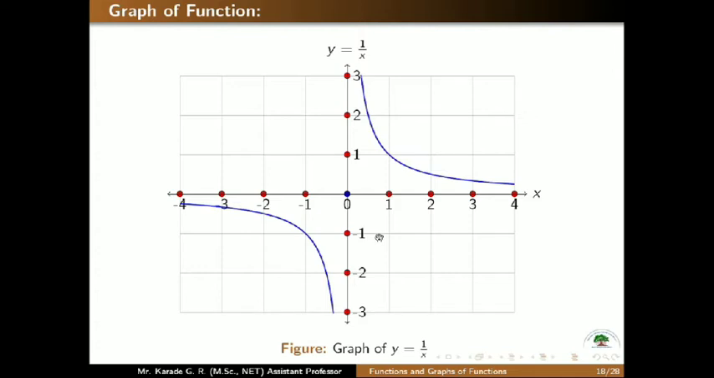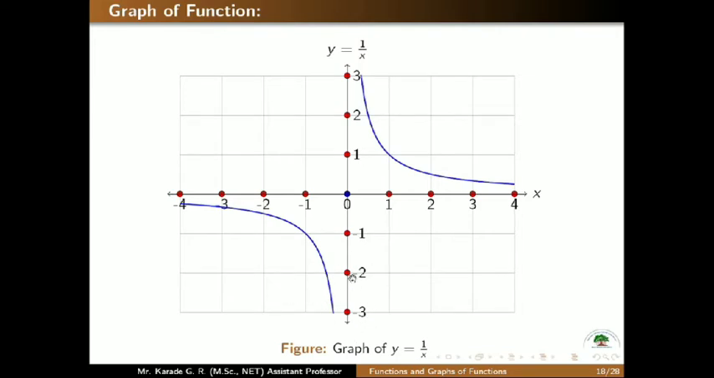In other words, we can say that the limiting position of the function 1 upon x is infinity as x approaches 0. Similarly, at this part we can say that as x becomes smaller and smaller, as x tends to minus infinity, the values of the function approach 0. So the limit of 1 upon x is 0 as x tends to minus infinity.